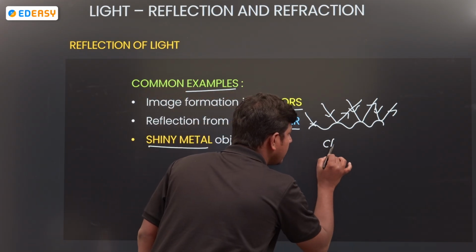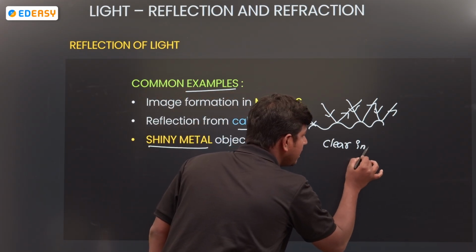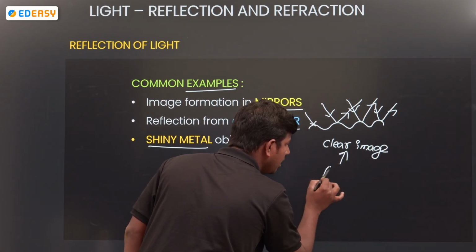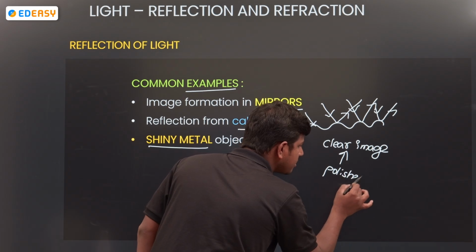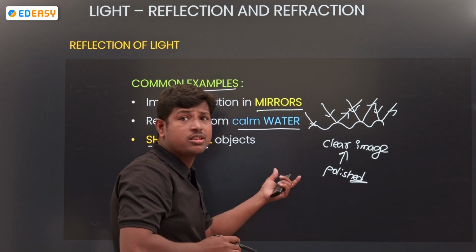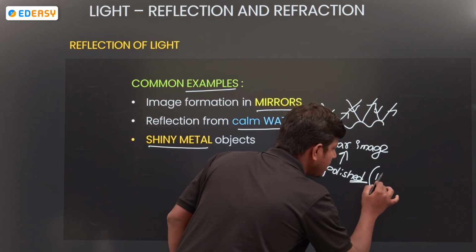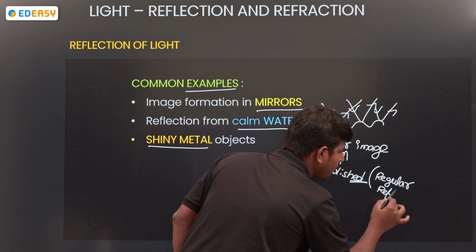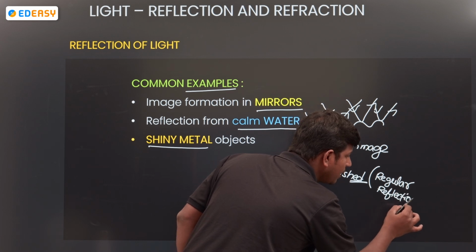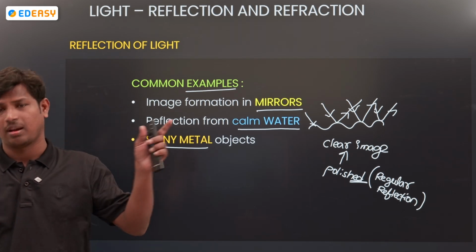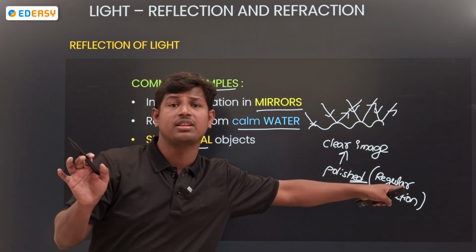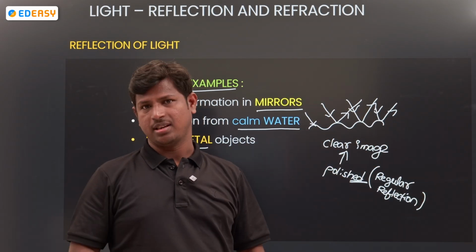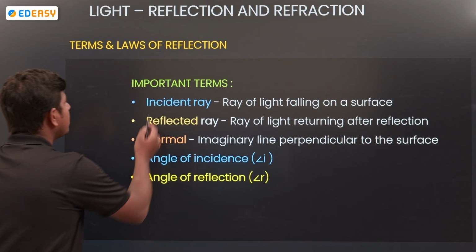Remember, if you want to get a clear image, the clear image formation is due only to a polished surface. Because of this polished surface, regular reflection takes place. Which type of reflection? Regular reflection. By regular reflection only, the image is very, very clear. Okay. By irregular surfaces, you will not get any type of image. Clear? Next, important terms.